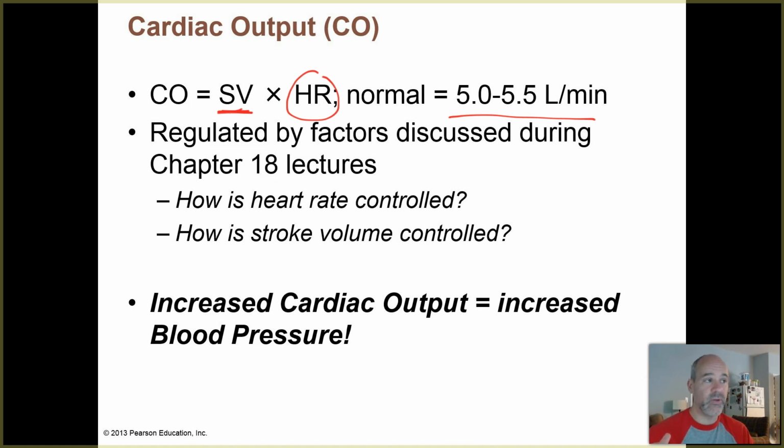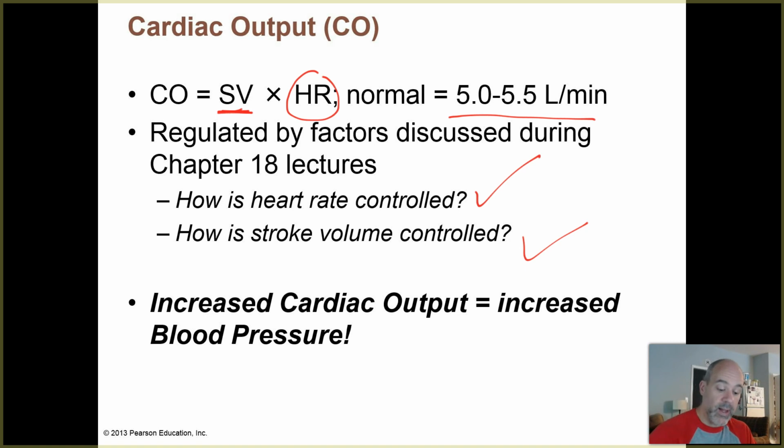Cardiac output is controlled by the various factors we discussed in Unit 2 back in Chapter 18. So you want to review how the heart rate is controlled. Remember we talked about how the sympathetic nervous system influences heart rate, how the parasympathetic nervous system influences it, the roles of certain hormones and how they influence heart rate. And then also your stroke volume. We talked about how sympathetic nerve signals to the myocardium of the ventricles increase contractility, for example, making those cardiac muscle fibers contract with more force. That's going to increase your stroke volume. That's going to increase your cardiac output.